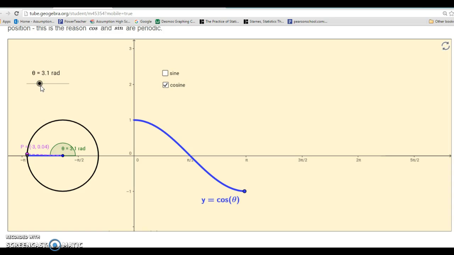At pi radians, cosine is going to continue being negative, but it's going to start increasing in positivity, meaning getting less negative, getting closer and closer. At 3 pi over 2 radians, this is where it is going to cross over and be positive again, because once again we're talking about the x value.